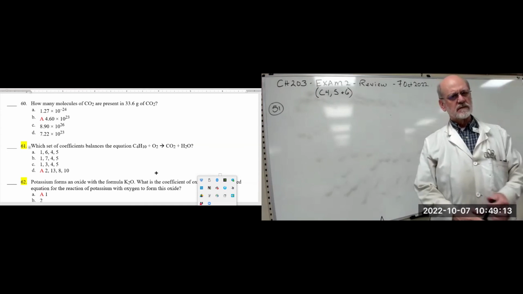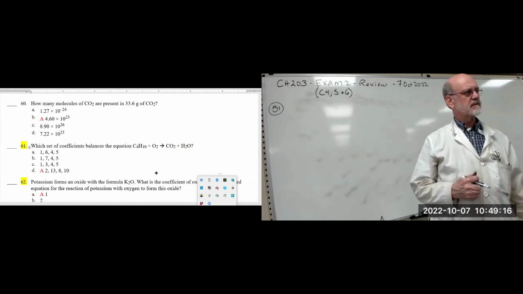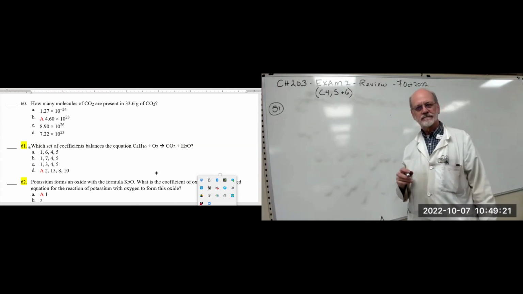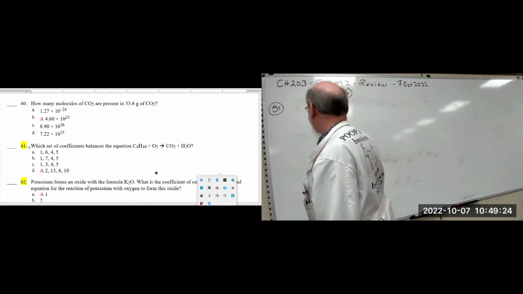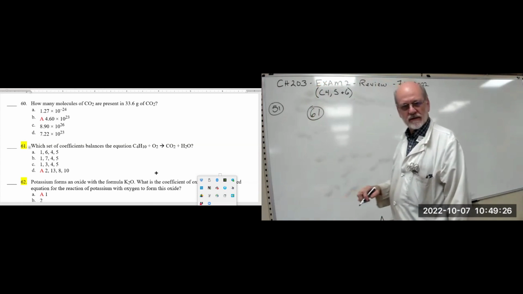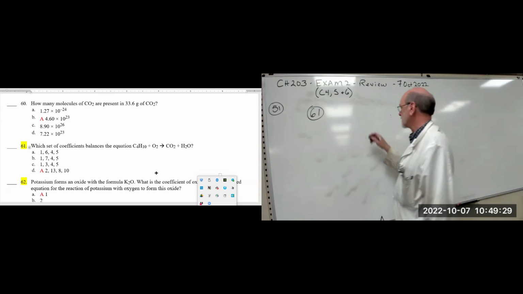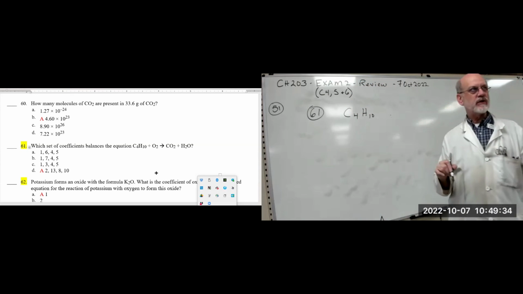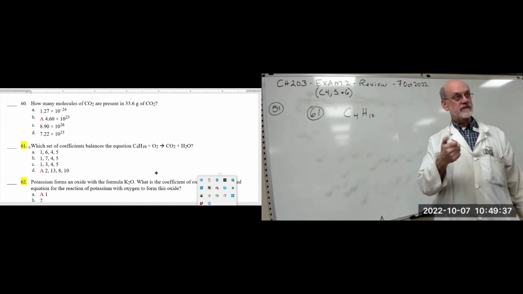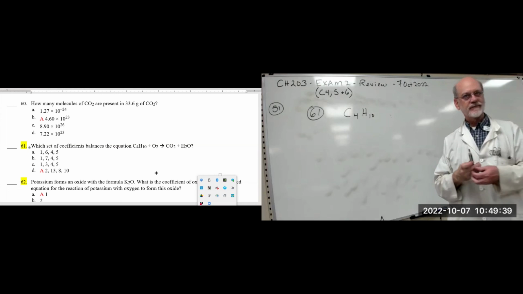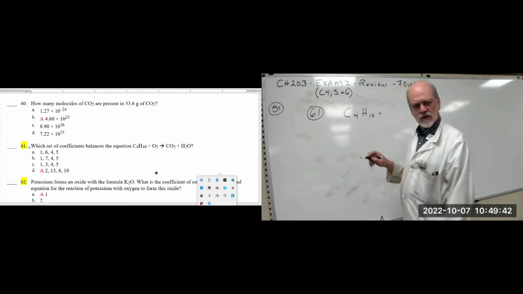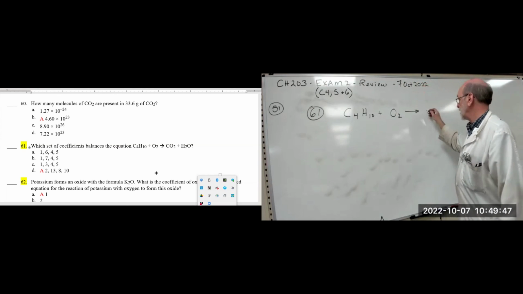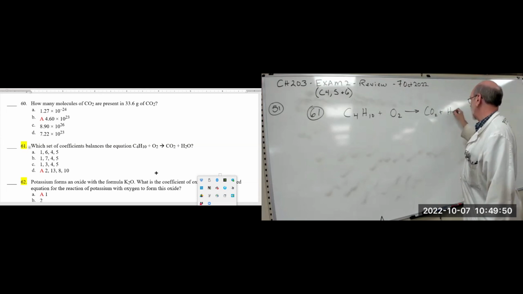61. Can you balance that equation? We can do it. All right, what do we got? C4H10, which is butane, right? The little butane lighters. That's the stuff they put in it. What are we going to do? Burn it? Yep. That's a combustion reaction. And we're going to make CO2 and water.